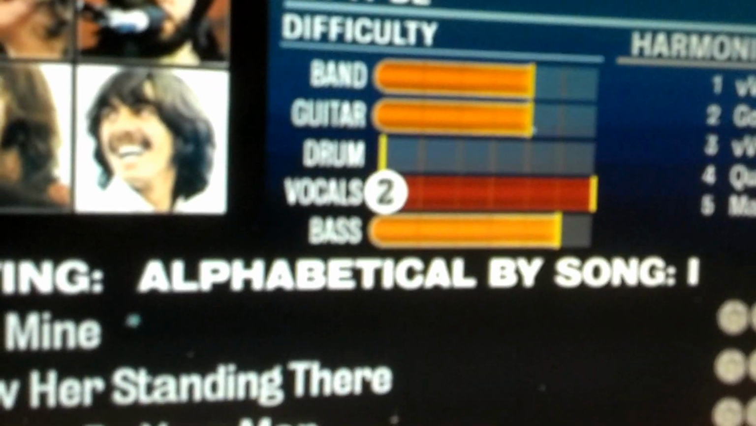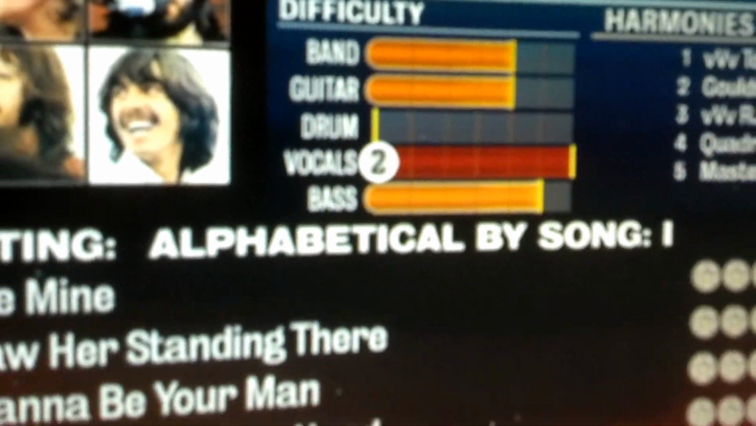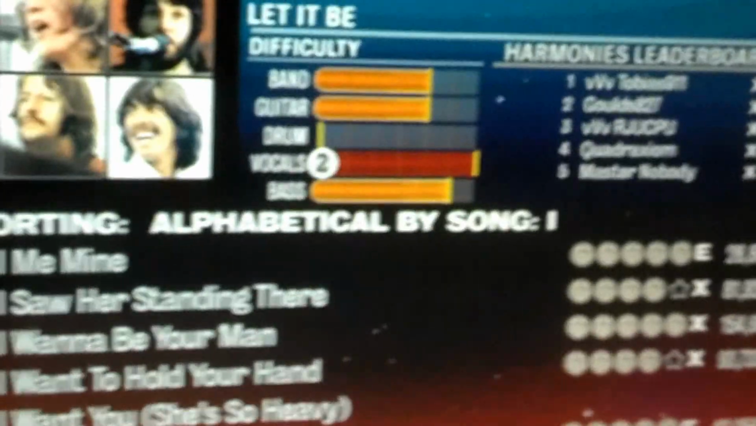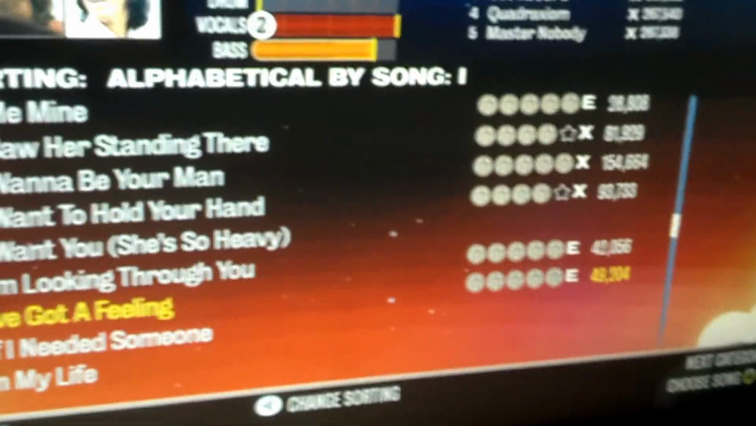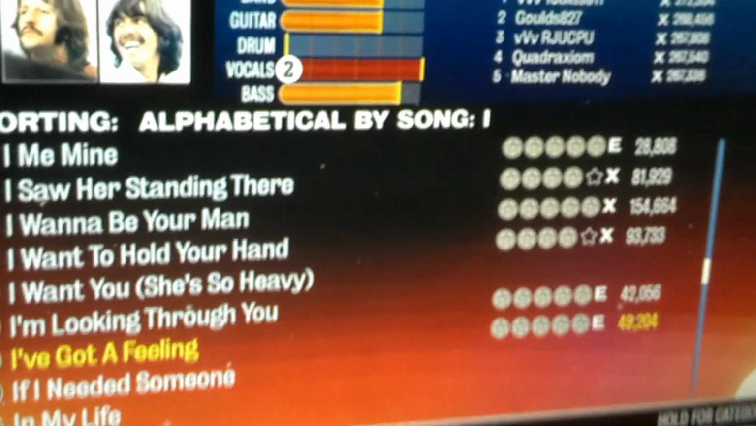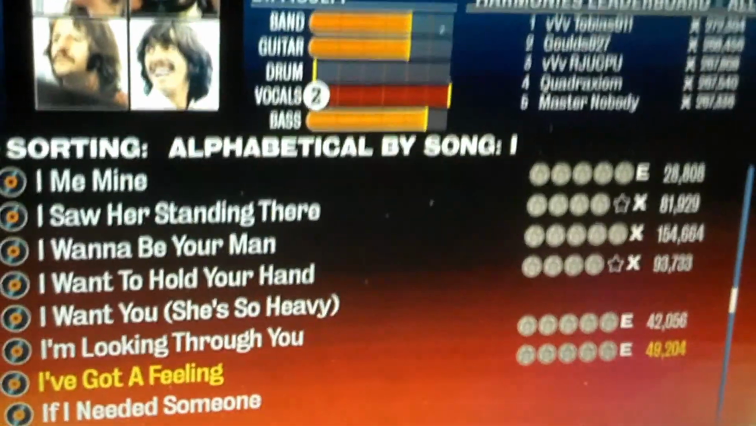Mainly because if you look at the vocals, it's showing two vocal parts and the difficulty is the hardest tier that they have. There are other songs that are pretty hard too, but this one is annoying because it goes back and forth between the lead singer and the backup singer. So it was a good test of my system.